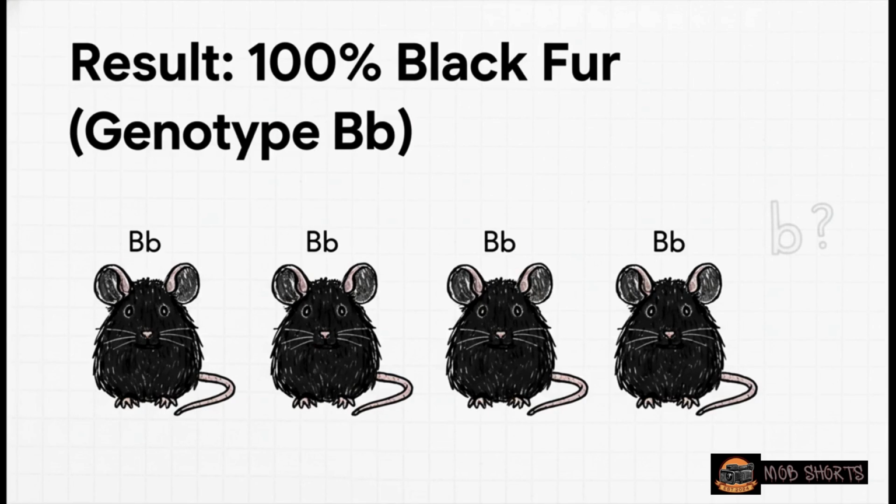But what do they look like? Well, since that big B for black fur is dominant, they all have black fur. The brown fur trait looks like it's completely disappeared. But, spoiler alert, it's just hiding.